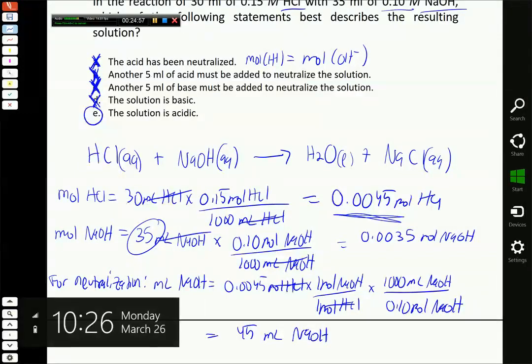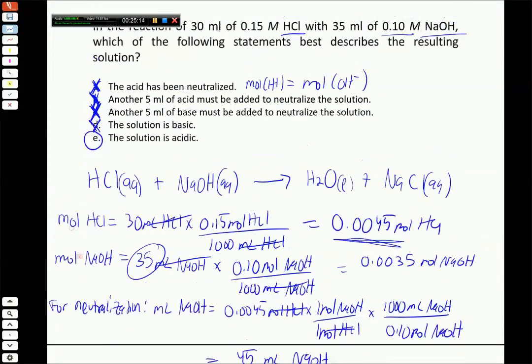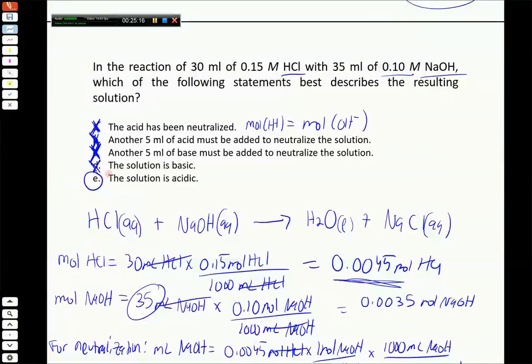When we mix together an acid and a base, if we have equal amounts of them in terms of moles, we would then expect the solution to be neutralized, but if we have excess acid, it will be acidic, which is the case here, or if we had excess base, it would be basic, and we can figure out how much we have to add by using stoichiometry. So a lot of things going on in this problem, but the only answer that really makes sense is choice E.